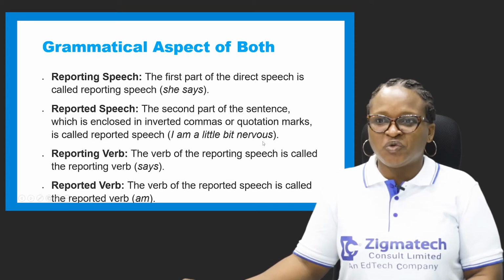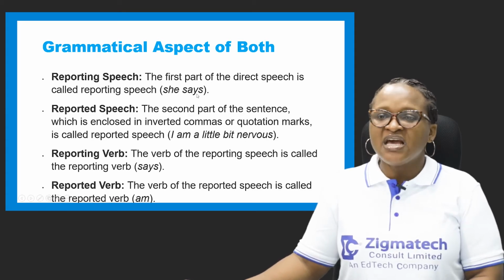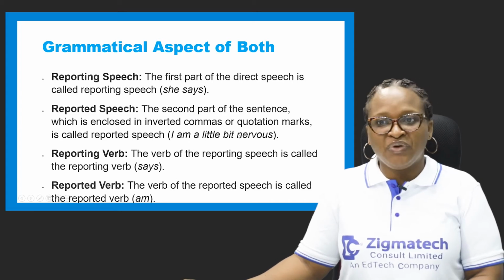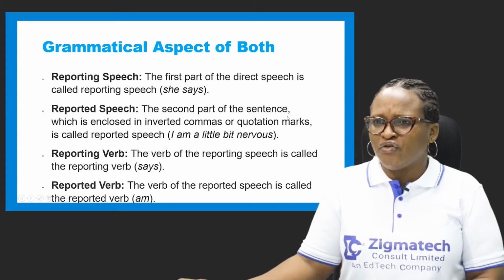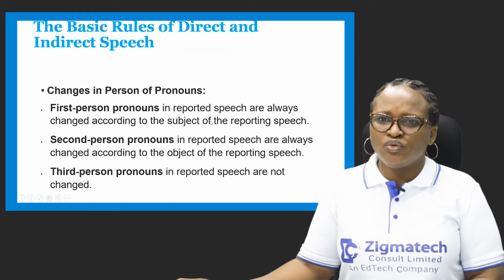Now I'm changing to indirect speech. It becomes what? They say they are a bit nervous. They were a bit nervous. Always have it at the back of your mind that your verb has to change.